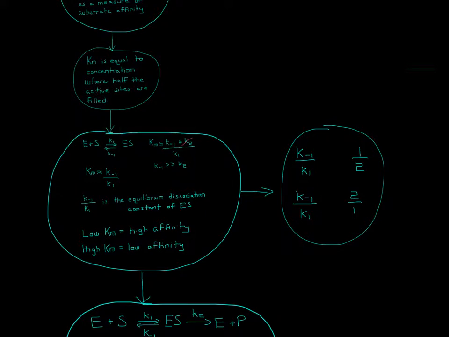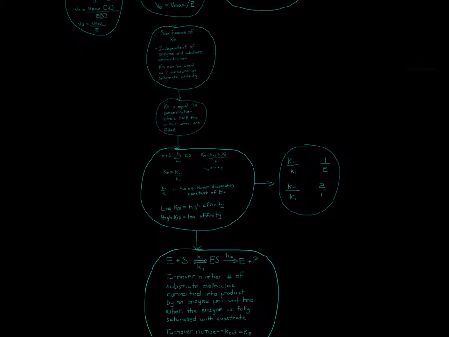So over here, if we have K minus 1 over K1, well, if K1's larger, right, the forward reaction, and that's a 2, well, 1/2 is going to be smaller than the reverse, right? And so the lower Km is going to have higher affinity because K1 is associated with the forward reaction and it's larger. And so therefore the lower number will actually have higher affinity.